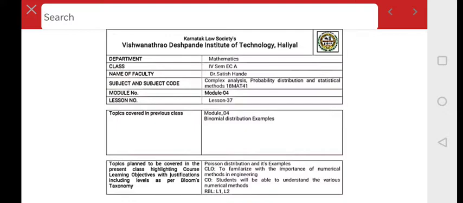In the previous session, we have studied what we mean by the binomial distribution and an example based on the binomial distribution. Now, in today's session, we are going to see what we mean by Poisson distribution and an example based on Poisson distribution.